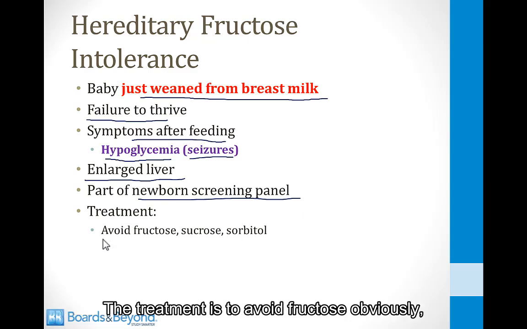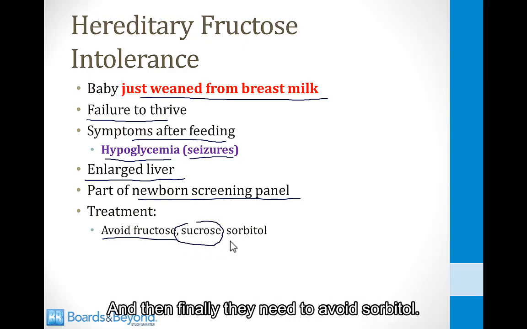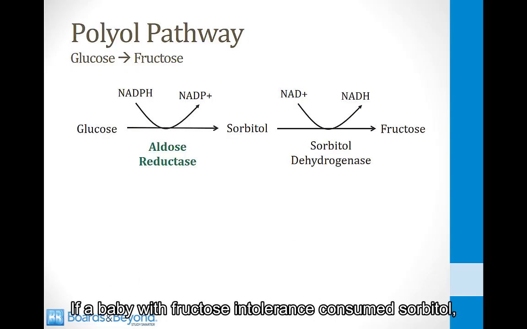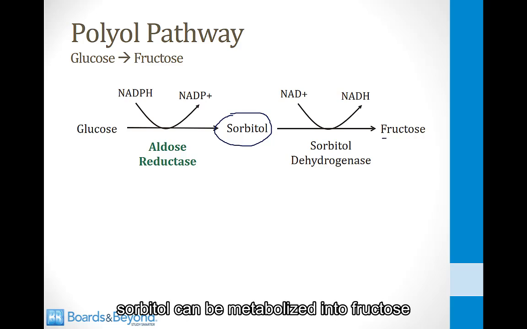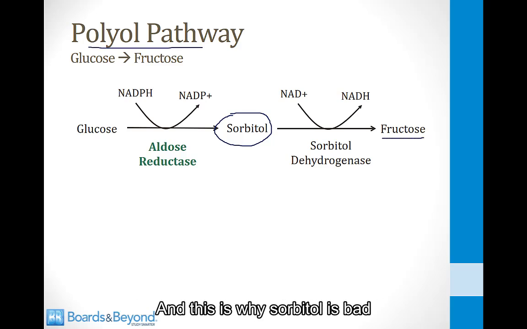The treatment is to avoid fructose, obviously, and also sucrose, which contains fructose. And then finally, they need to avoid sorbitol. So let's talk about why that's the case. If a baby with fructose intolerance consumes sorbitol, sorbitol can be metabolized into fructose by a pathway in the body called the polyol pathway. And this is why sorbitol is bad for babies with fructose intolerance.